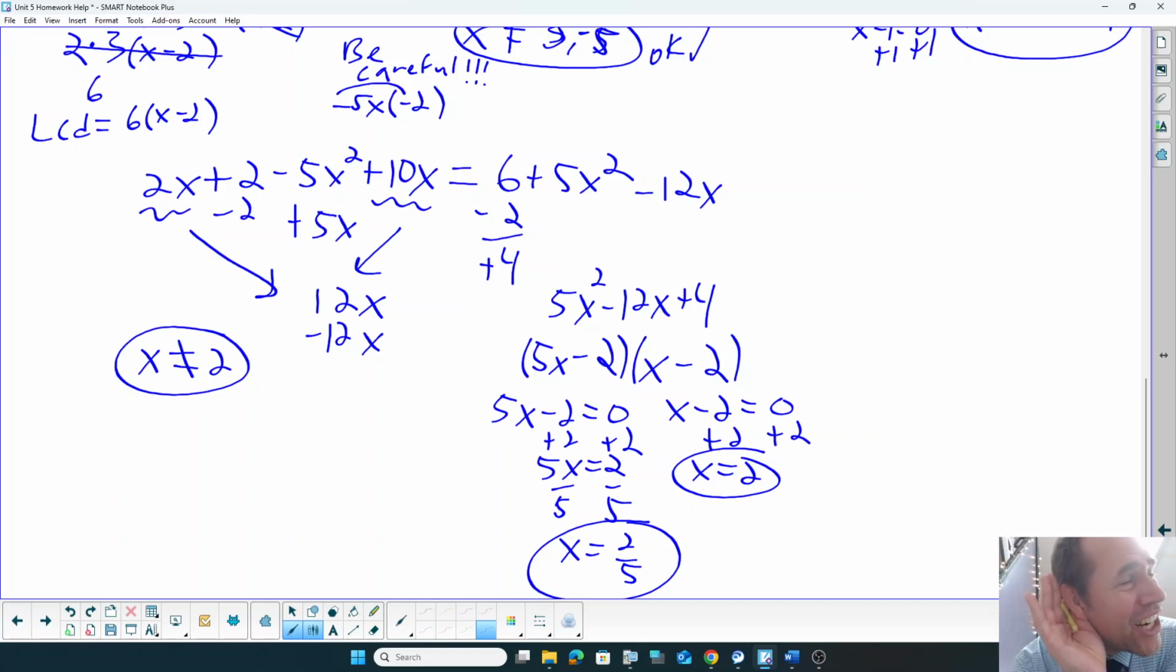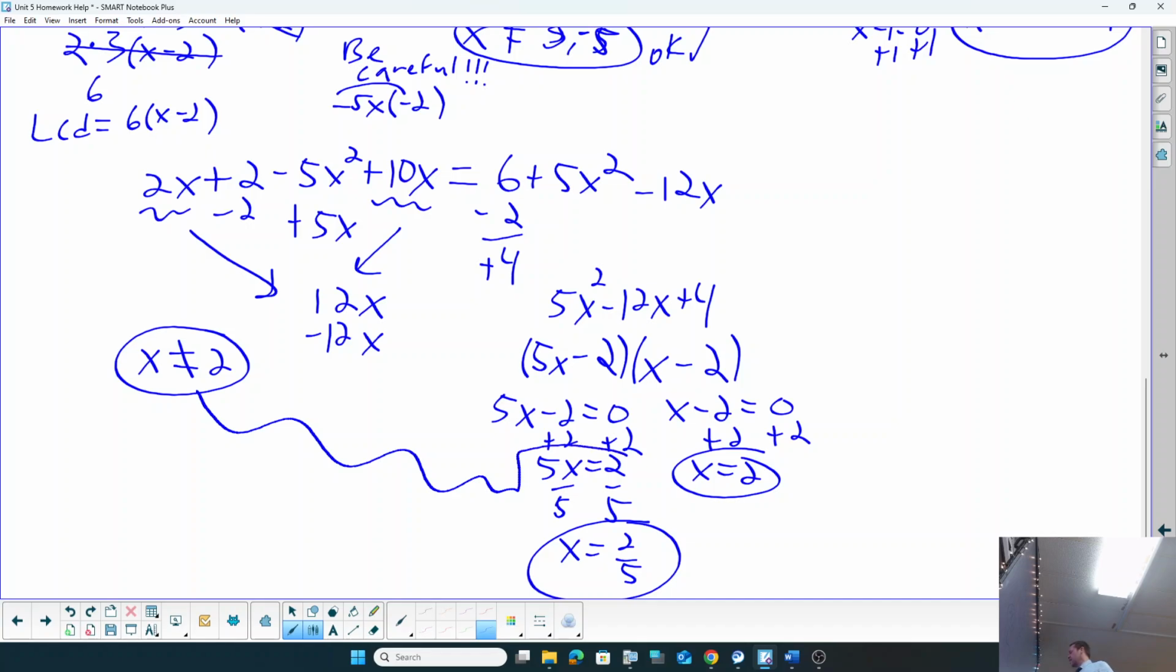What? I didn't hear you. Say it a bit louder. Something about the restrictions. What was that? What'd you say? Your solution can't be the restriction? Oh no! So that means that since our restriction is our solution, it doesn't work. So we only have one solution on this one.